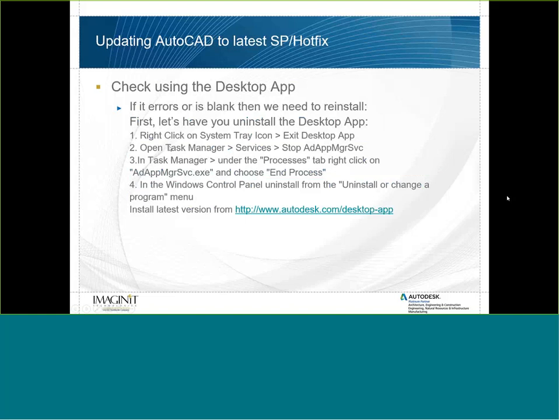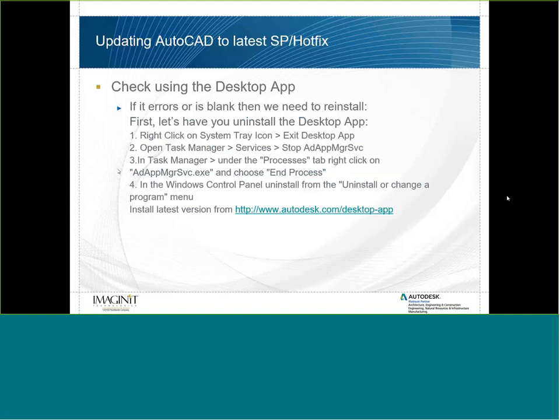All right. So let's say you've got your software up and running, you've updated to the latest graphics, and you're still having some issues. So the next thing we need to do is update your AutoCAD or your AutoCAD vertical to the latest service pack and hotfix. If you're running the desktop app, the first thing to do is check using that, see if you have updates in there, start running them.